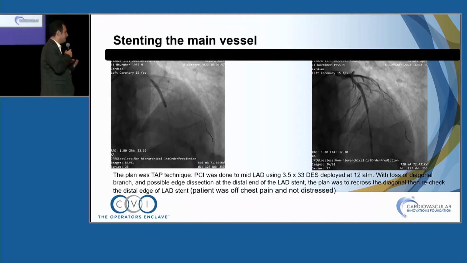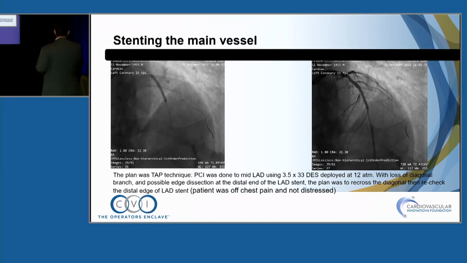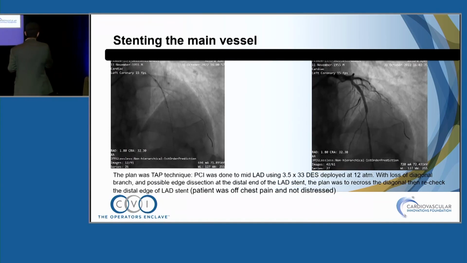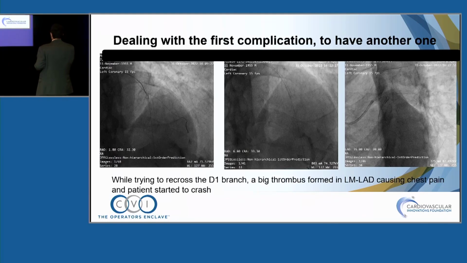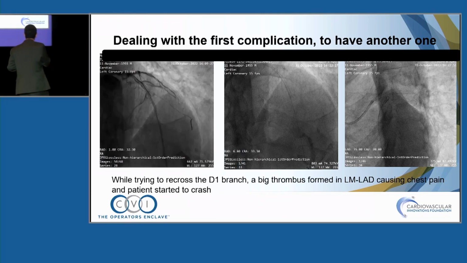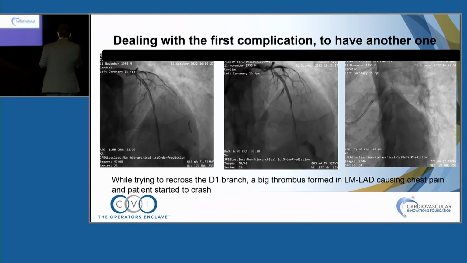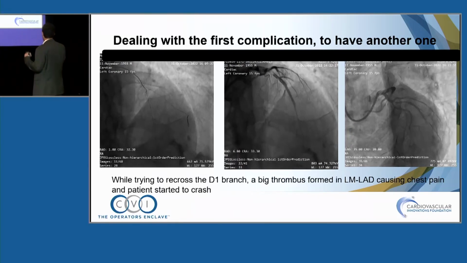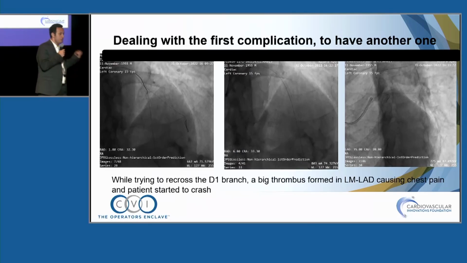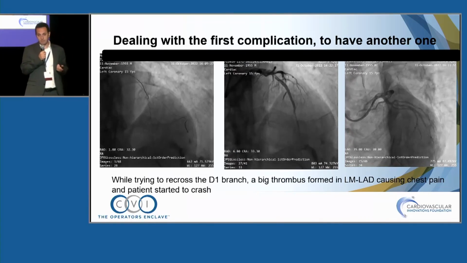After stenting of the LAD, 2 things happened. The first thing, the diagonal branch was lost. The second thing is that we had what looks like an edge dissection at the distal edge of the stent. So the plan was to try to recross, to re-enter the diagonal branch and then deal with the edge dissection. While trying to do this, a big thrombus formed in the left main to LAD. The patient was crashing actually at this time and was in agonizing chest pain.